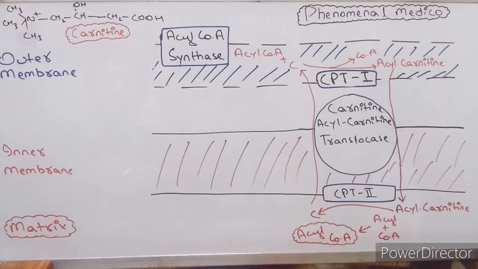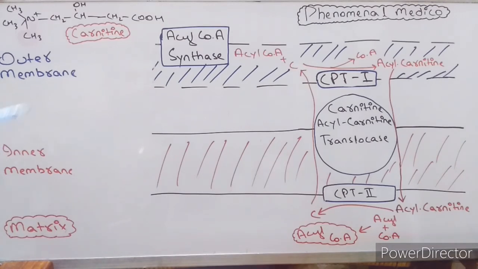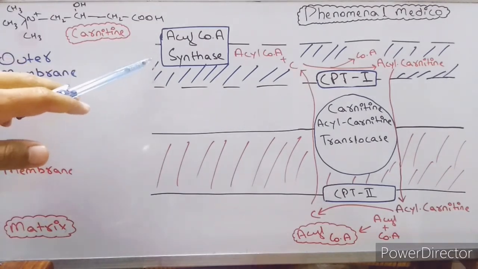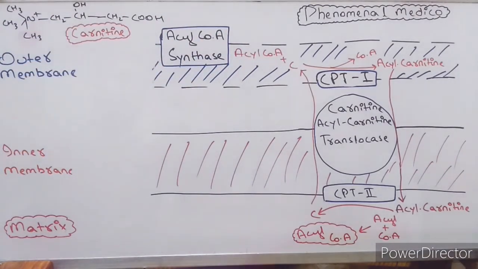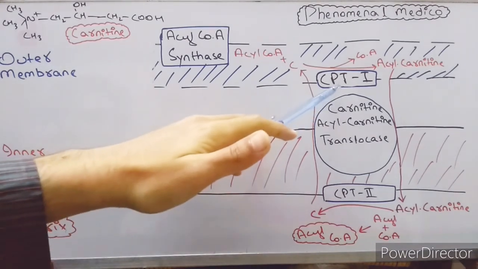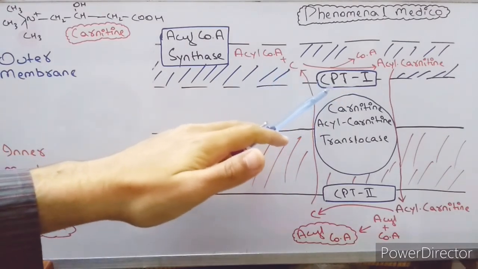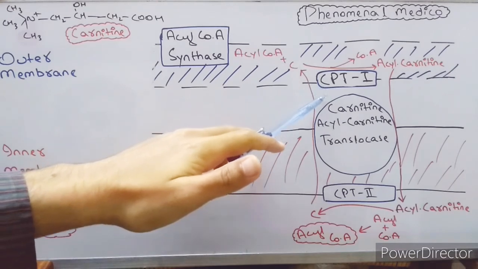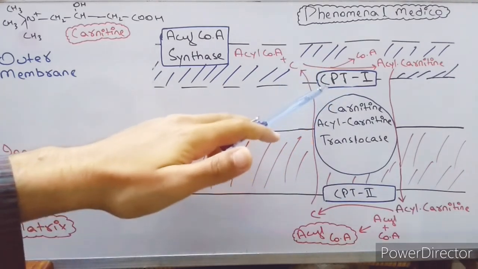As you can see, the acyl coenzyme A synthetase, which is also called thiokinase, is embedded in the outer aspect of the outer membrane, and it results in the formation of acyl coenzyme A. This acyl coenzyme A finally complexes with the carnitine molecule, and this reaction is catalyzed by the enzyme known as CPT1. This C represents the carnitine molecule. CPT stands for carnitine palmitoyl transferase 1 enzyme. It is embedded in the inner aspect of the outer membrane.